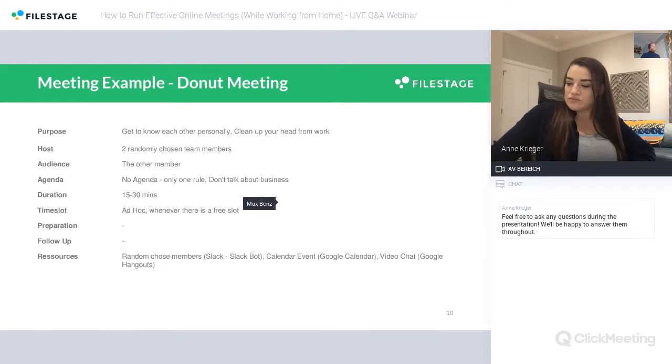Then duration 15 to 30 minutes. Time slot whenever something is free. For that, we're using Slack. They have a really good Slack bot called Donut that randomly chooses the members automatically. And again, the Google Calendar and Google Hangouts.